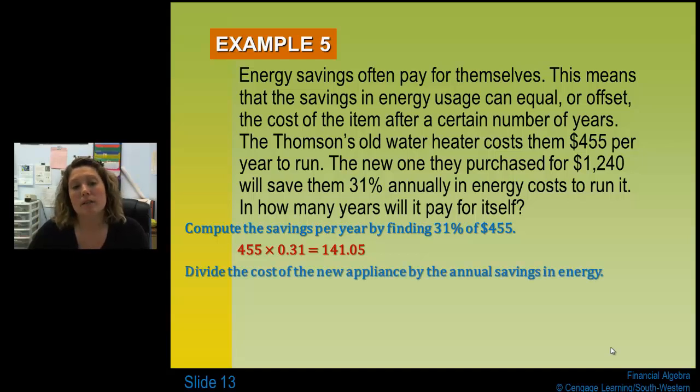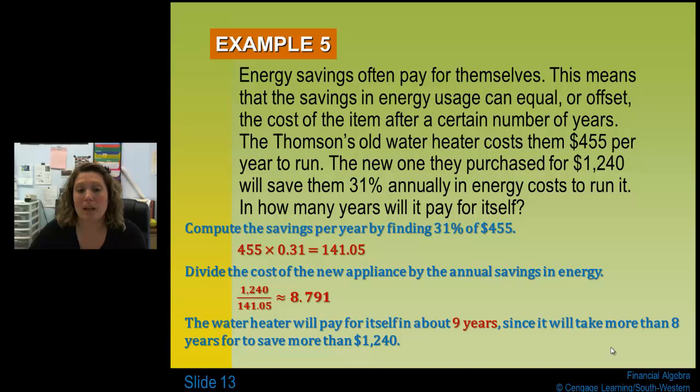So you're going to take and divide the cost of the new appliance by the annual savings in energy. So we take the new cost of the appliance, which is $1,240, and divide that by what we're saving by having this new one, which is $141.05. And we end up with approximately 8.791 years. So what does that mean? Well, the water heater will pay for itself in about 9 years, since it will take more than 8 years to save more than $1,240.